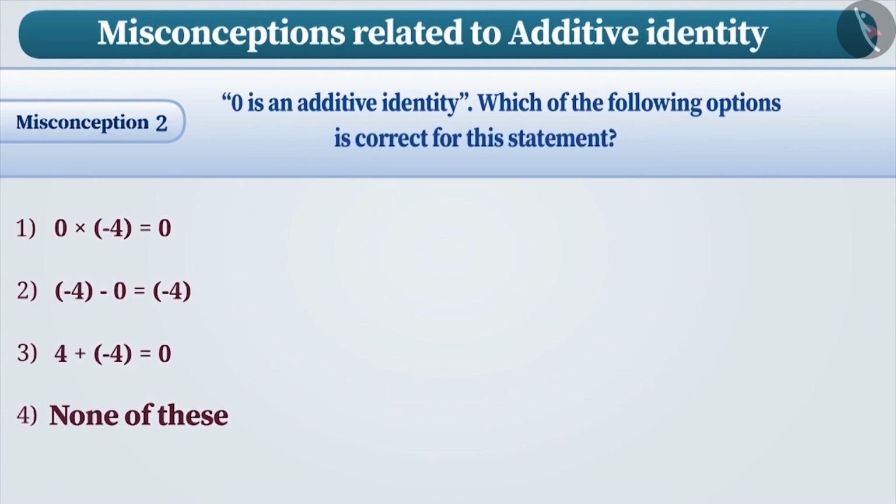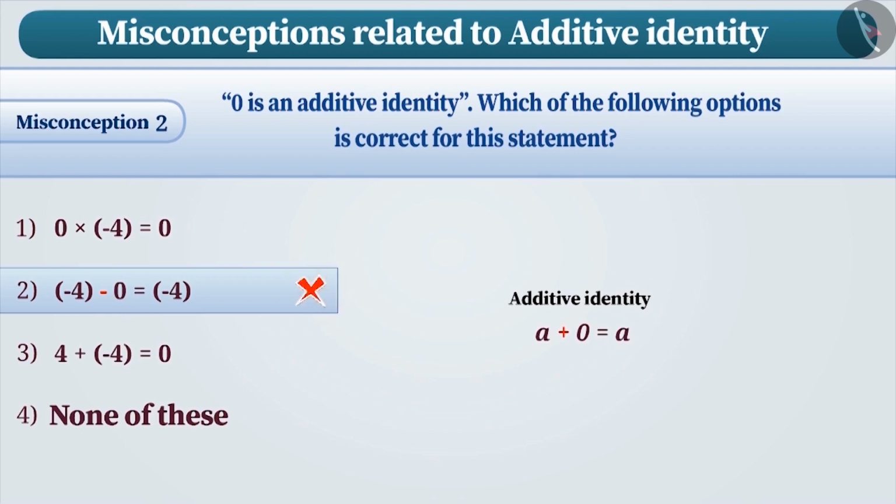Some children ignore the fact that additive identity is a property of addition. In option 2, 0 is subtracted from minus 4 and the result obtained is also minus 4. Here, subtraction is carried out and not addition. Therefore, this example is not suitable for the statement 0 is an additive identity. Thus, option 2 is an incorrect answer.